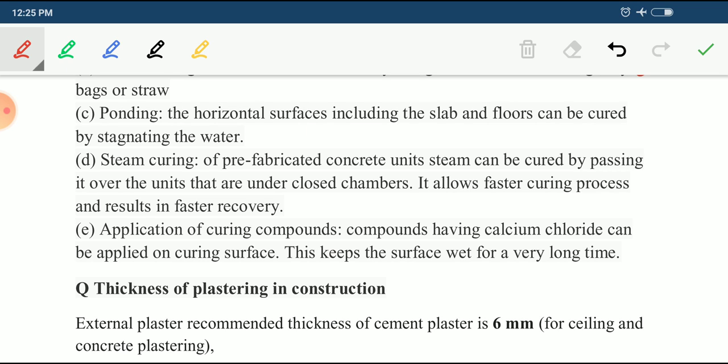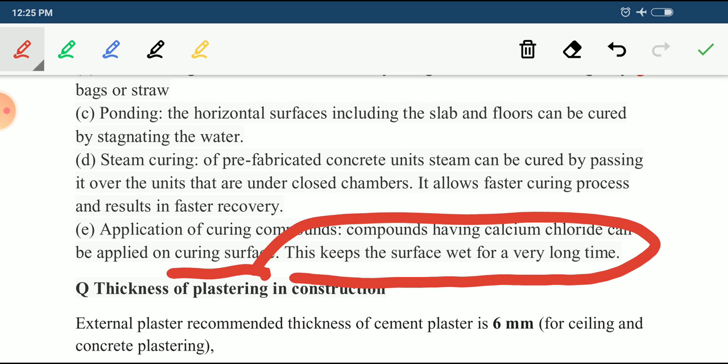Next one is the application of curing compounds. Compounds containing calcium chloride can be applied on the curing surface. This keeps the surface wet for a very long time. These are the different types of curing.